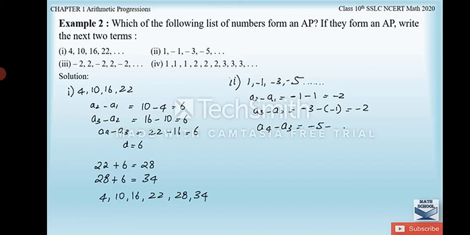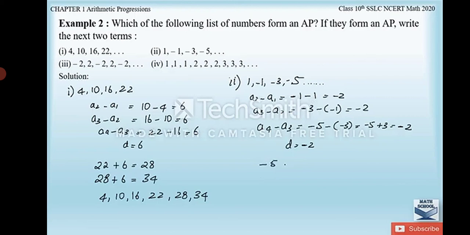Next, A4 minus A3. A4 is minus 5 and A3 is minus 3. So minus 5 minus of minus 3, that is minus 5 plus 3, which is equal to minus 2. So here the common difference is constant, that is minus 2. Therefore, the given list of numbers forms an AP.